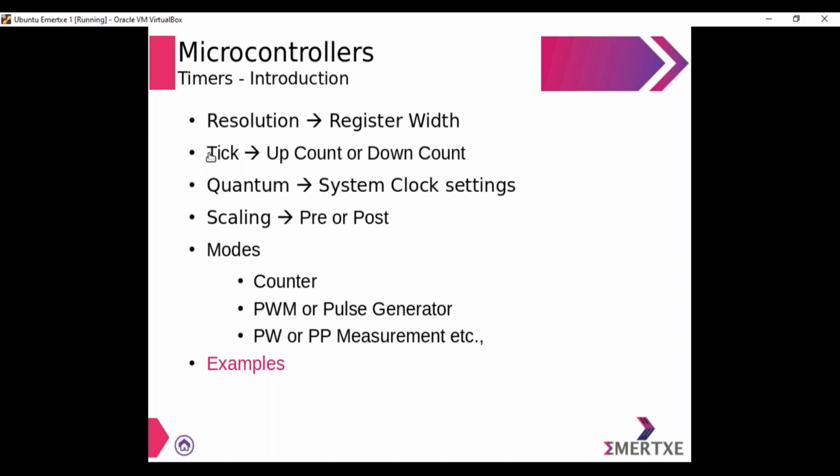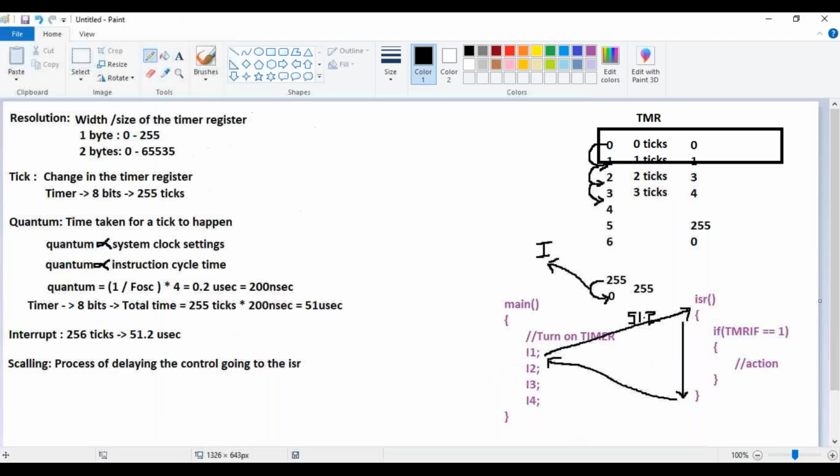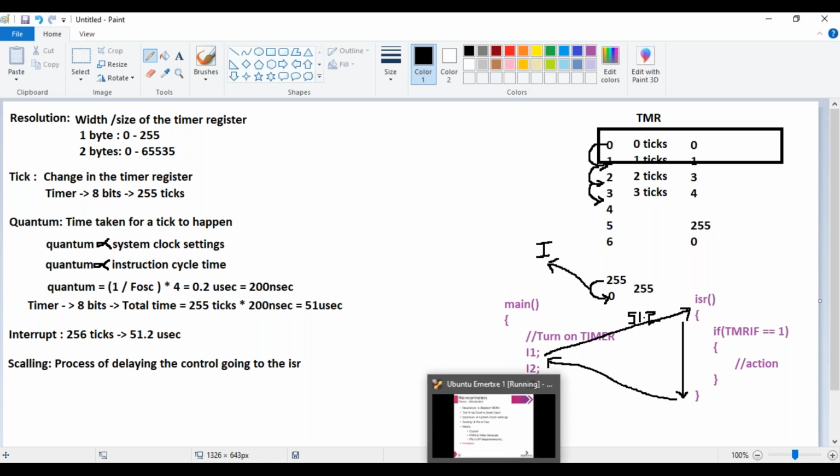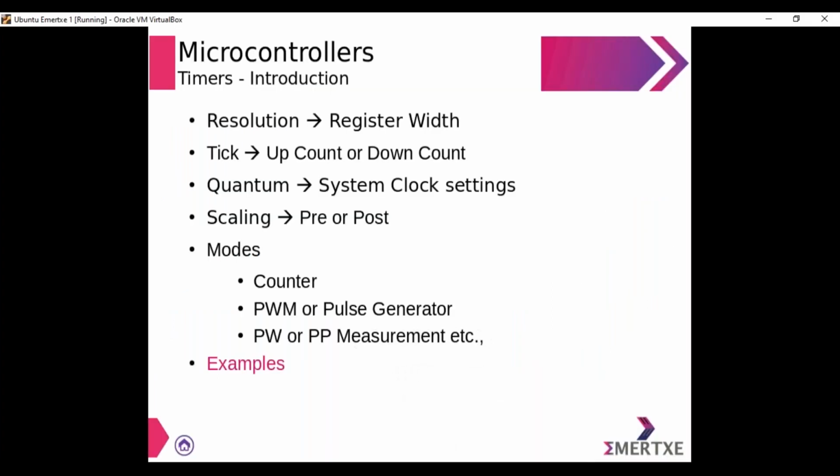You can either do up ticking or down ticking. Up ticking means, in the example I gave here, 0 ticks covered, 1 tick covered, 2 ticks covered, 3 ticks covered. Or you can say 255 ticks remaining, 254 ticks remaining, 253 ticks remaining, so that is down counting. So you can either do up ticking or down ticking, which is completely up to the user's choice.